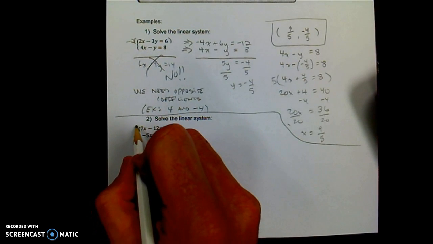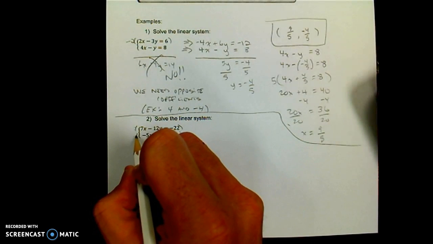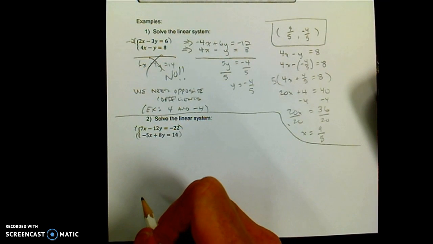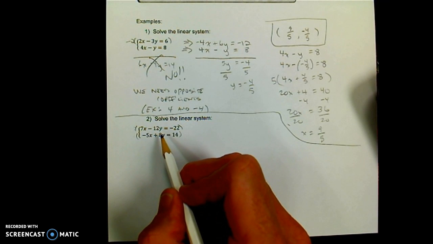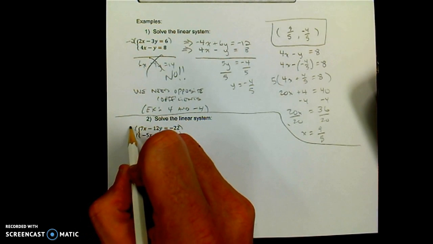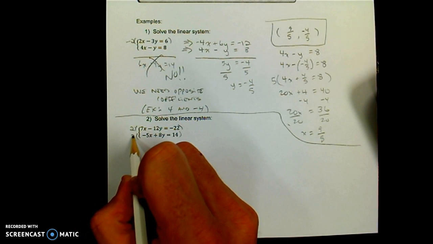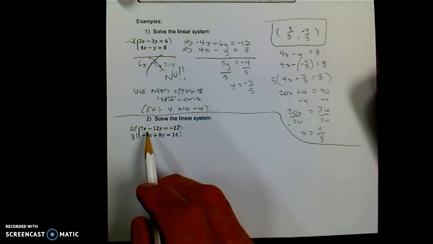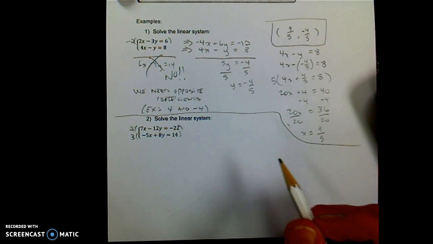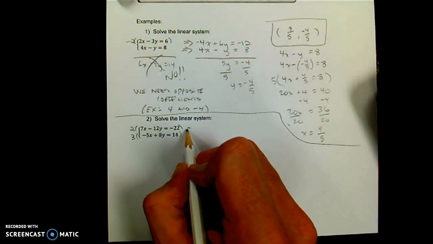I could also look at my negative 12 and my 8. Recognize that they have a common multiple, a least common multiple of 24. 2 times 12 is 24. 3 times 8 is 24. And this kind of keeps my numbers a little bit smaller. Most of my students find these easier to work with. So let's make that happen now.